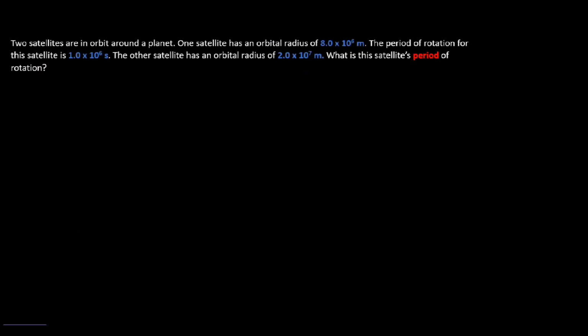Let's solve another similar question. You have two satellites in orbit around a planet. One satellite has an orbital radius of 8 times 10 to the power 6 meter. The period of rotation for this satellite is 1 times 10 to the power 6 second. The other satellite has an orbital radius of 2 times 10 to the power 7 meter. What is the satellite's period of rotation? So since the second satellite has a missing quantity, I'm going to denote that satellite as A. And the first one we will call B.